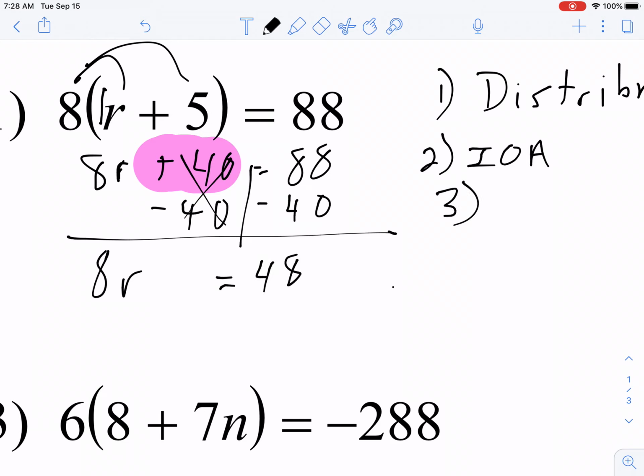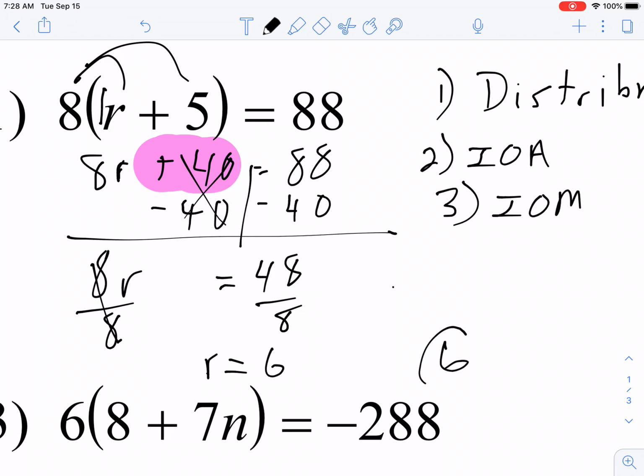Third and final step is to do the inverse of multiplication. We're going to divide both sides by 8. R is now equal to, because the 8s cancel, 48 divided by 8, which is 6. You would just enter in 6 on Canvas.